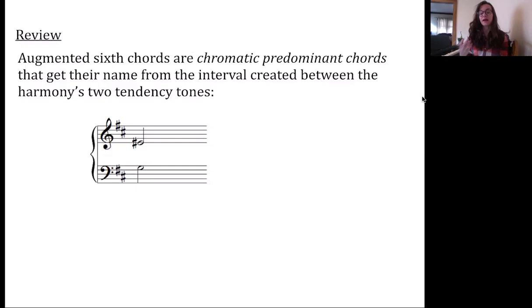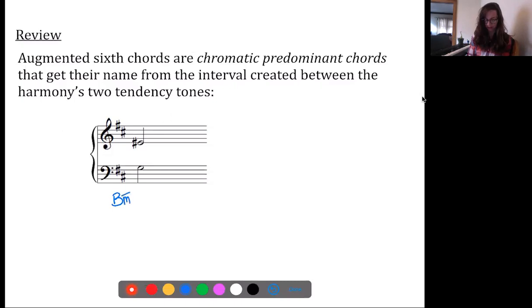What we learned was that they are chromatic predominant harmonies, and they get their name from the interval that's created between the two tendency tones. So you can see here I have us in B minor, and I've just spelled out the important pitches of the augmented sixth chord. And we talked about scale degrees. So in the bass, you are more often than not going to have scale degree 6. If you're in a major key, you do have to lower it and turn it into flat 6. And your augmented sixth interval then comes from having sharp 4 in a voice above that. It doesn't necessarily have to be the uppermost voice.